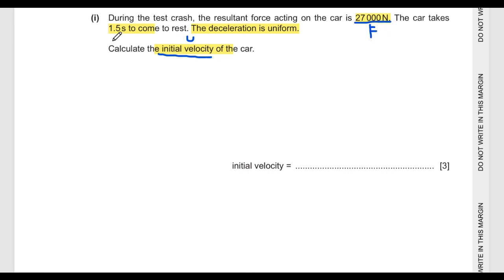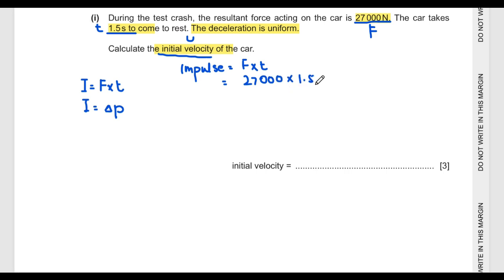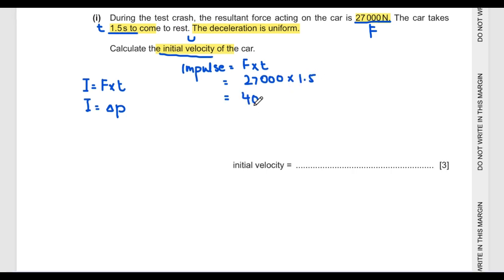So to get the initial velocity, let us just see what is given. We are provided with force and the time for which the force acts, and this is the definition of impulse. It is force and the time for which the force acts. There is also another formula which says impulse is equal to change in momentum. I'm using the first one. Impulse is equal to force multiplied by time. Force is 27,000, time is 1.5, and this will give you 40,500 newton seconds as an answer.